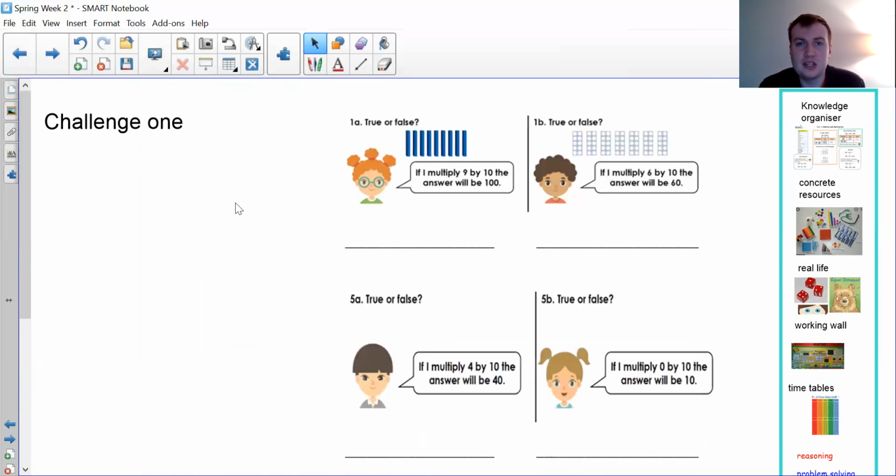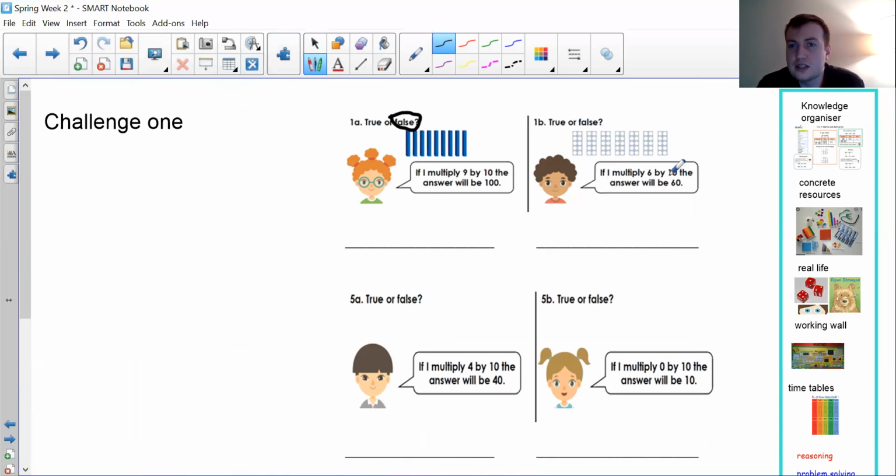Right, back to challenge 1. So, answers. For the first one, 9 times 10 equals 90, not 100. So hopefully you got false. Question 2, 6 times 10 does equal 60. So hopefully you put true. 4 times 10 does equal 40. And whenever you times 0 by anything, the answer is always 0. So it cannot be 10. So mark those.